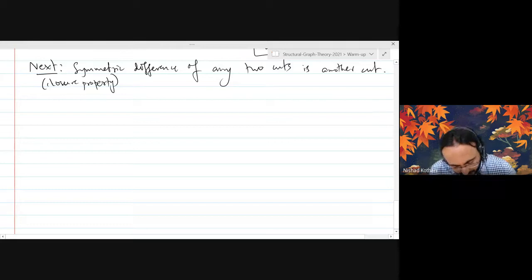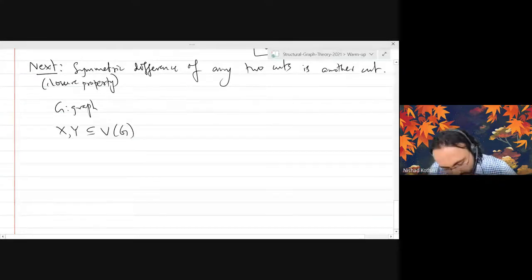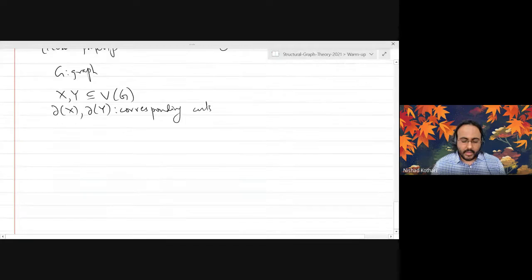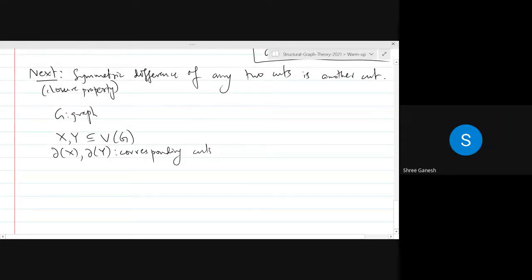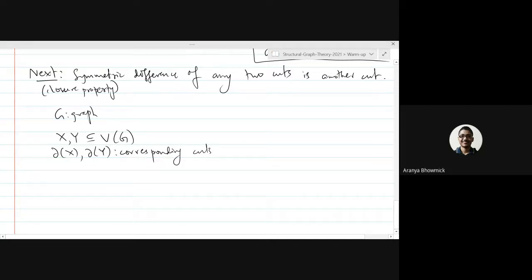Let's take two cuts of the graph. Let's say G is our graph, and X and Y are our vertex subsets, and our cuts are partial X and partial Y. So I think the symmetric difference will be equal to the cut formed by the subset of vertices X union Y. Actually, it is not X union Y, it is X delta Y, X symmetric difference Y.